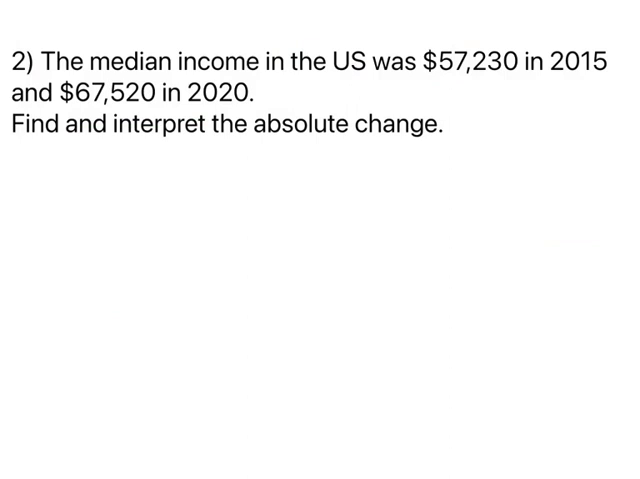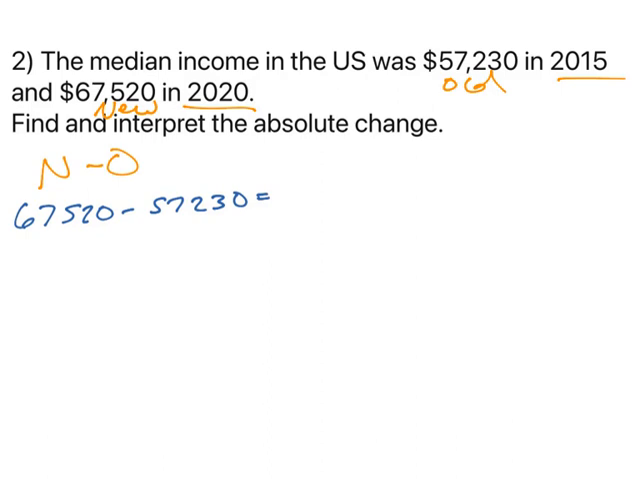Next, the median income in the U.S. was $57,230 in 2015 and $67,520 in 2020. Find and interpret the absolute change. Dealing with times here. So most recent is new. Oops, I used the word new twice. And 2015 would be old. So absolute change is new minus old. Take 67,520 minus 57,230, and I get an absolute change of 10,290.